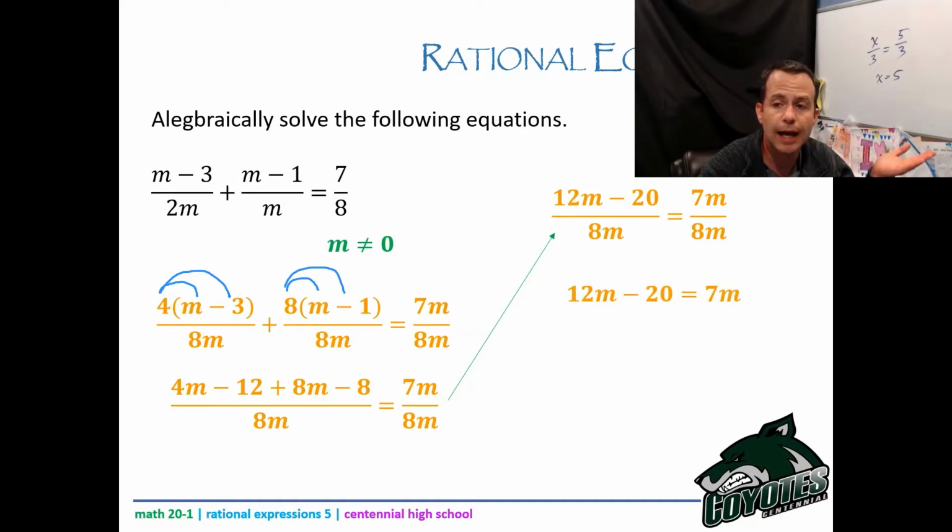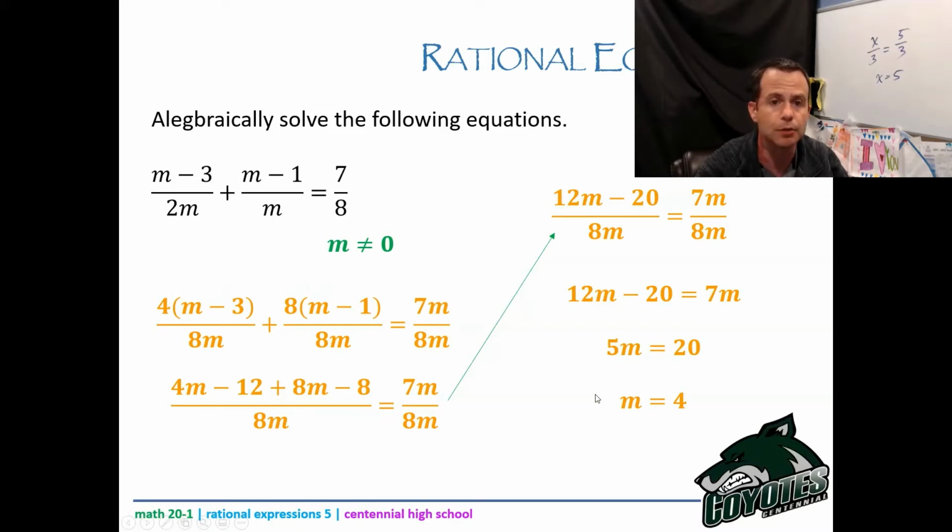I will add 20 to both sides and subtract 7 from both sides. Okay, that's going to give me 5m equals 20. Divide both sides by 5, and m equals 4. Then I say, hey, is that allowed? I need to check that against my NPV. My only NPV was that m couldn't be 0, and so I'm good to go. Okay, my solution is m equals 4. Okay, good work, guys.